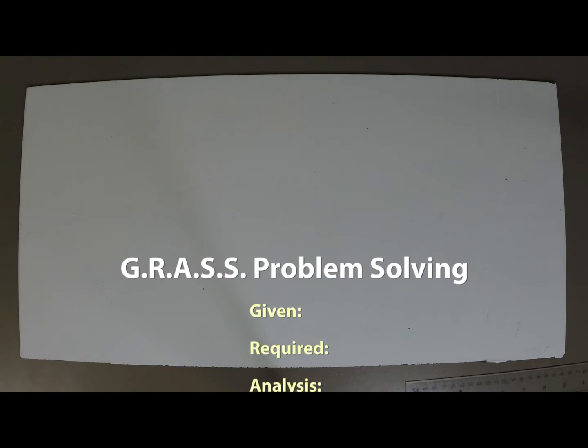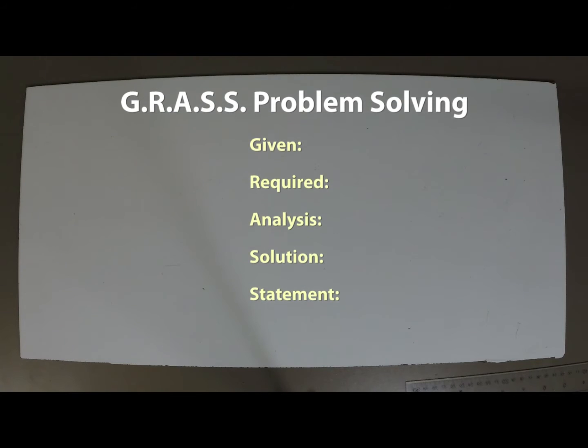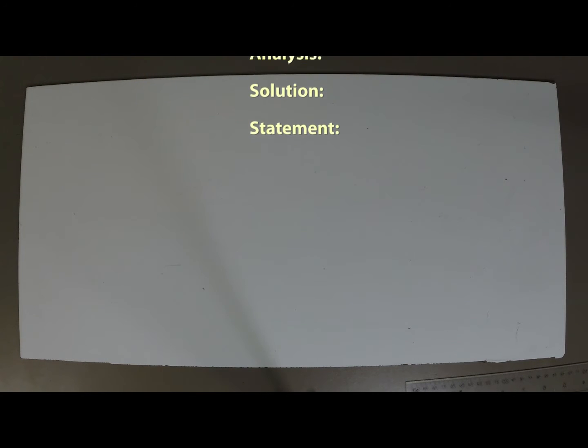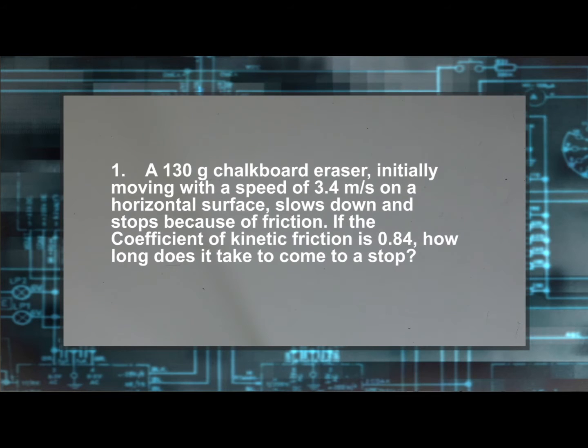This is a demonstration of the GRASS problem-solving technique, and we're going to use the first problem of the sample problems as our example. The example says that a 130-gram chalkboard eraser is initially moving at a speed of 3.4 meters per second on a horizontal surface, slows down and stops because of friction. So the situation is this: the eraser, given an initial velocity, slows down, comes to a stop.